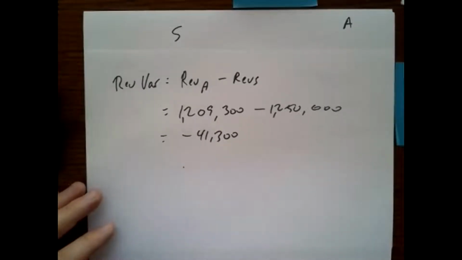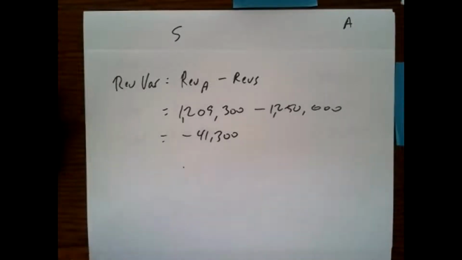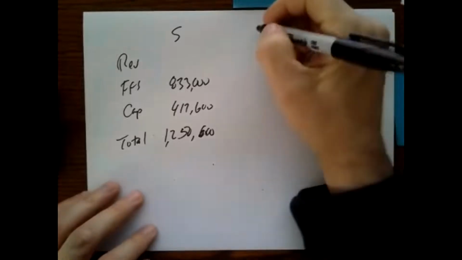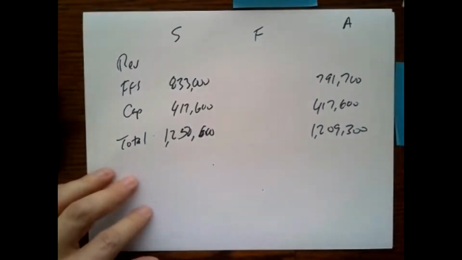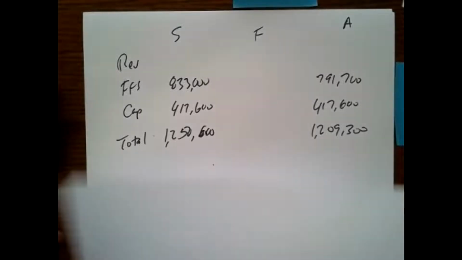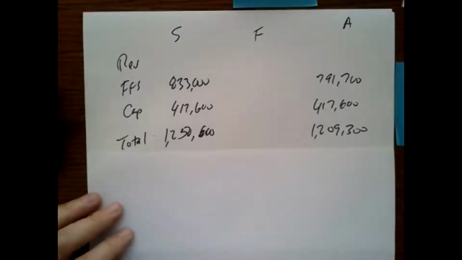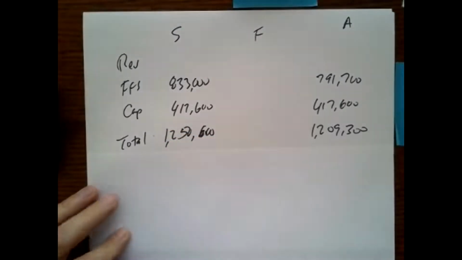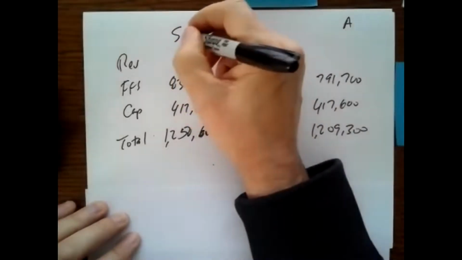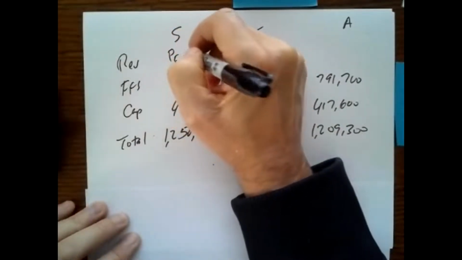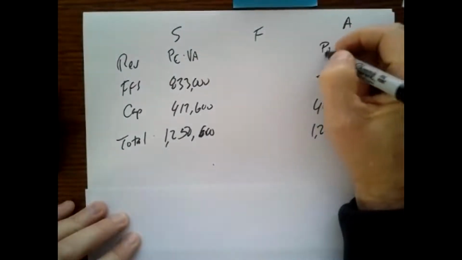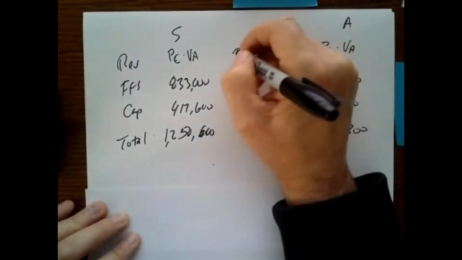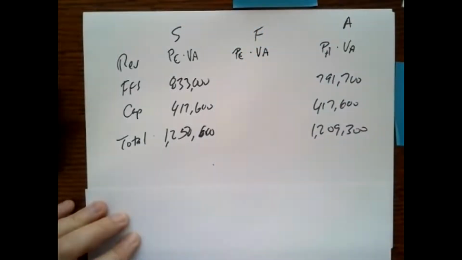All right, part 2 asks, decompose the revenue variance into its two subordinate variances. Now we need flex variance. To get flex, the important thing with revenue is to remember what drives the different categories of revenue. So in this case, we have fee-for-service and capitated. Remember that static is price expected times volume expected. Actual is price actual times volume actual, and flex is price expected times volume actual.